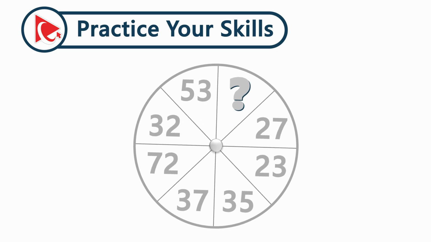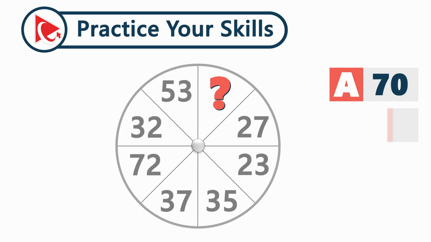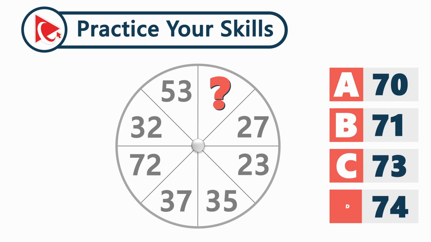Wheel has 8 numbers. First number starting at 2 o'clock is 27. Then comes 23, 35, 37, 72, 32, 53, and then comes the missing number, which you need to calculate and select your answer out of four possible choices. Choice A, 70, choice B, 71, choice C, 73, and choice D, 74.